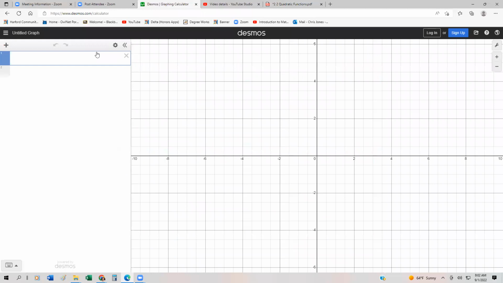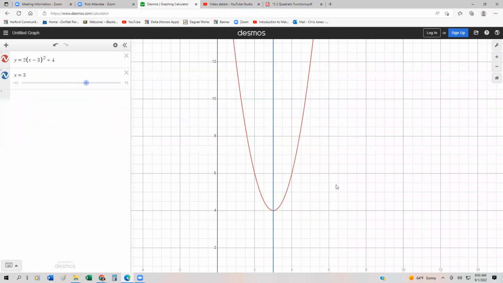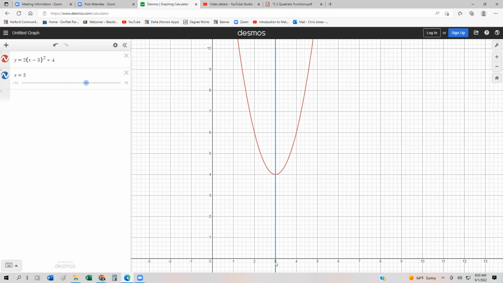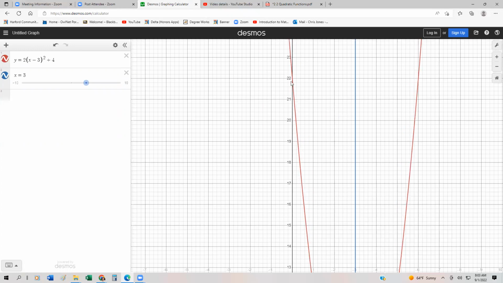So remember, we had our function, and I'm just going to use y. We had 2 times the quantity x minus 3 squared plus 4, right? And then I'm also going to plot the axis of symmetry, x equals 3, just so that way you can see it. Now, check this out. Here's our vertex, right here at the point, I'm sorry, 3, 4. So we go right 3, up 4. I'm going to go all the way up to 22 on this graph. And right here is our intercept, 0, 22.